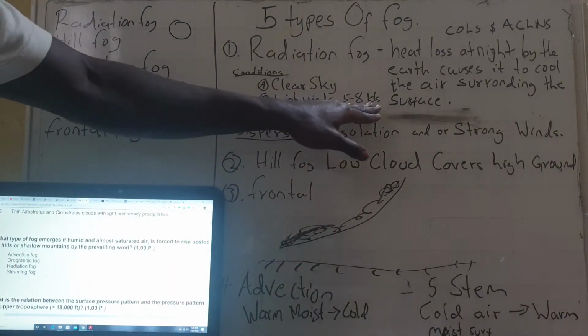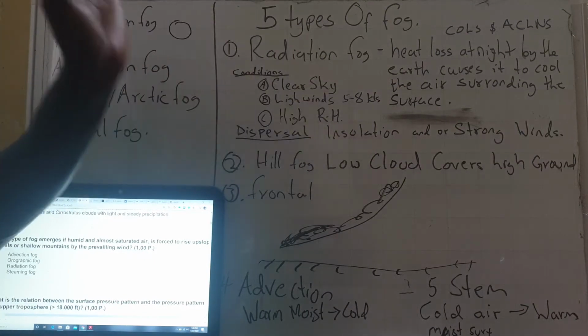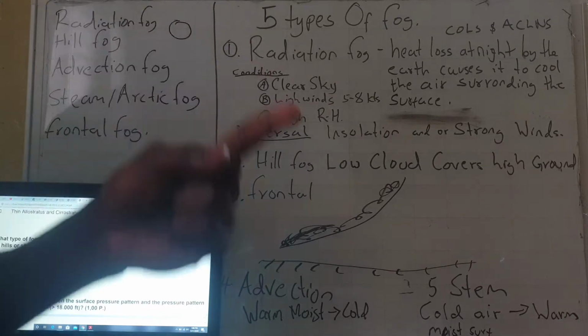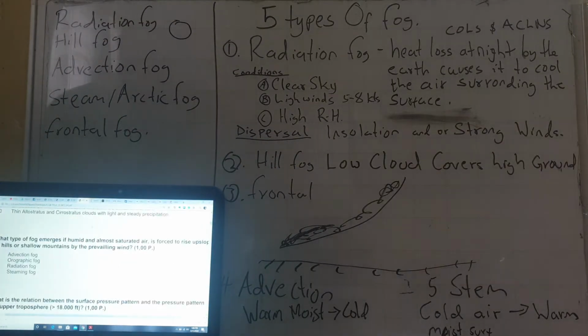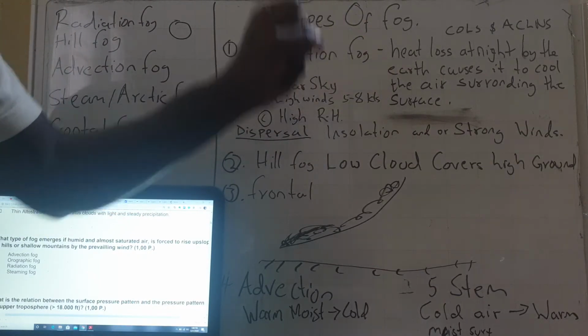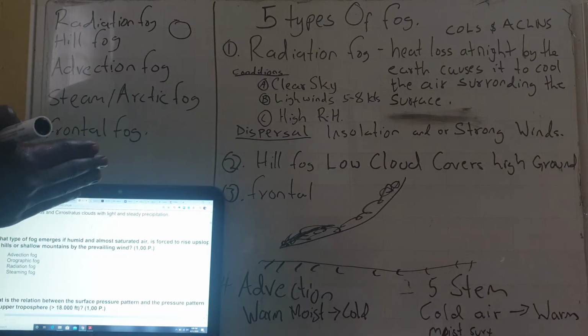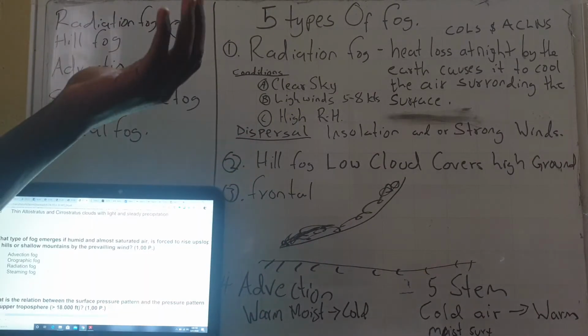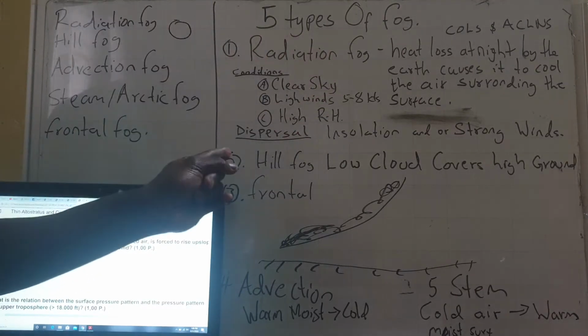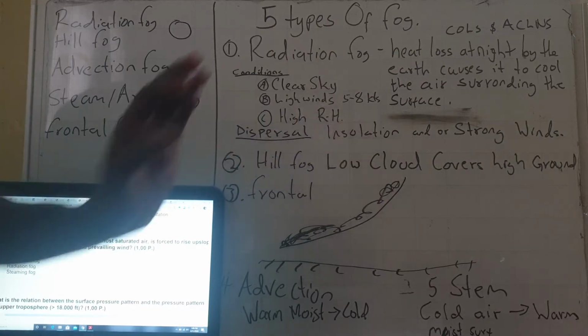Then you need light winds of roughly 5 to 8 knots. And these light winds are only found in high pressure areas, remember? We don't have light winds in low pressure systems. So this is why radiation fog mostly is at colds, which are moderate. They're neither high pressure systems or low pressure systems, and they are also found in high pressure systems. Then another condition is that we need high relative humidity.